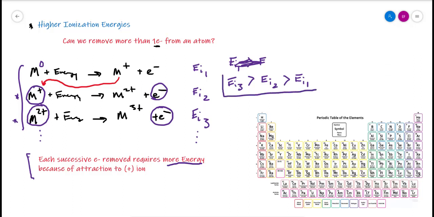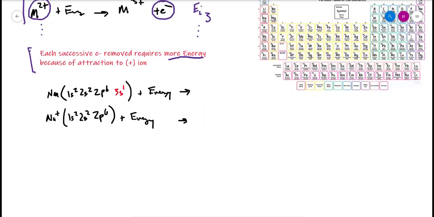And that's simply because each time you're pulling off that subsequent electron, the charge on that positive ion is getting larger and larger and larger. The attraction is higher and higher, meaning it's going to take more energy to remove it. Let's think about this with an example.